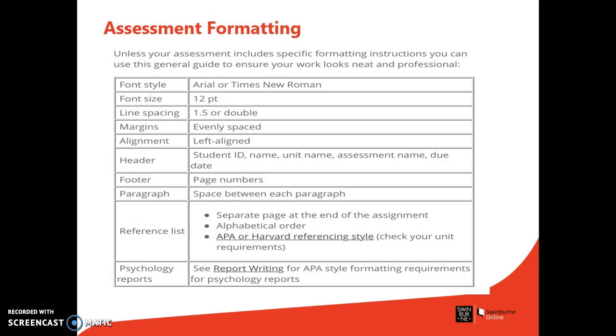Here's some information in regards to your formatting. We are looking for Times New Roman or Arial, 12 point, 1.5 or double spacing. And you can go through the rest of that and have a look to see what the requirements are for your formatting.